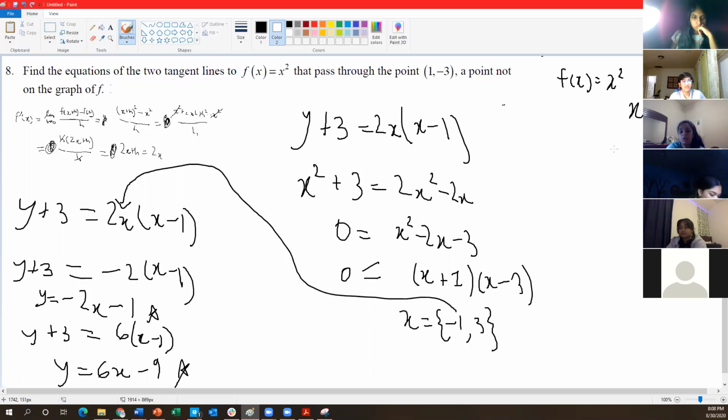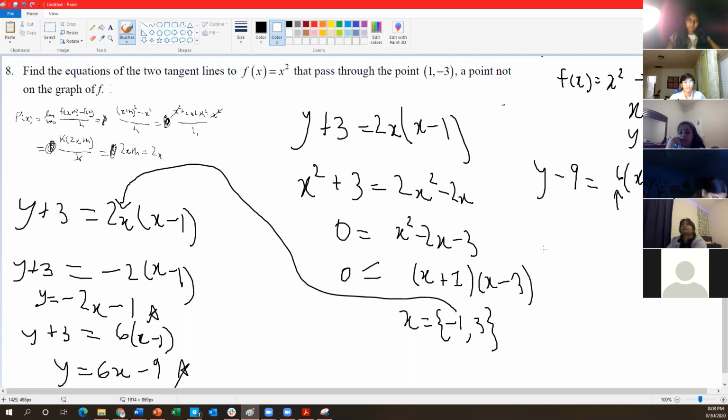The first thing I need to do is figure out the y value, because if I don't have a y value associated with x equals 3, I can't plug it into my point slope formula. So that's going to be equal to 9. Then I say y minus 9 is equal to 6 times x minus 3. How did I get that 6? Well, the derivative of f of x is 2x, and if I plug in 3 here, I get 6. And then you can simplify this.